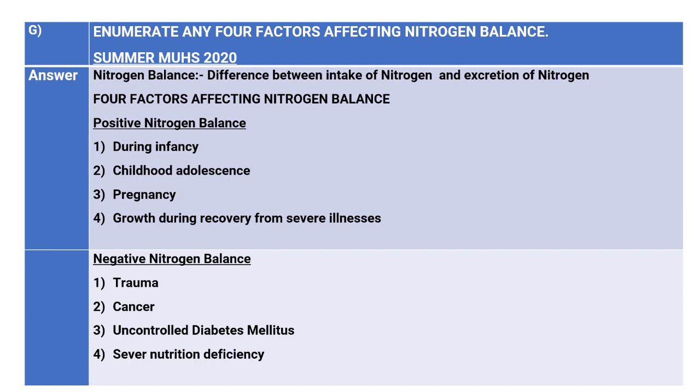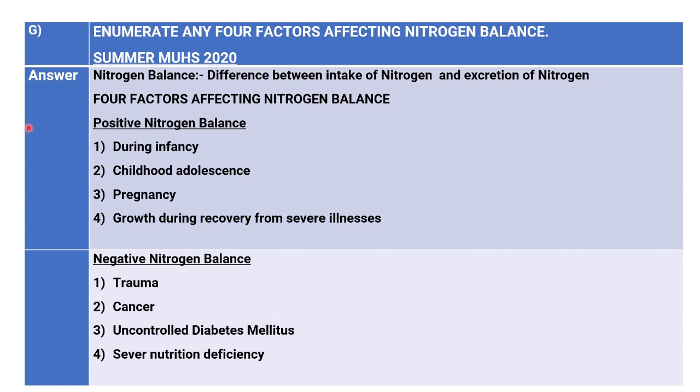Now the next question is: enumerate any four factors affecting nitrogen balance. So what is the meaning of nitrogen balance? Nitrogen balance is the difference between intake of nitrogen and excretion of nitrogen. In which form are we taking nitrogen? That is nothing but protein. Protein के form में हम nitrogen लेते हैं, and whatever the balance is between intake and excretion of nitrogen, that is the nitrogen balance.